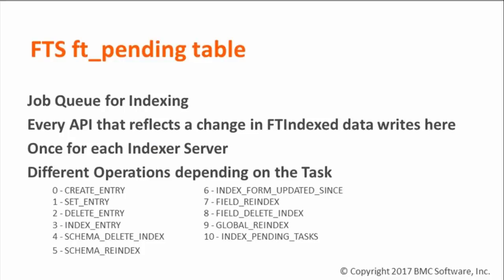So every time a record gets put into the FT pending table, one record for each indexer server would get put in here. Now this table stores a type of activity we call an operation, and those types of activities are listed here. So if an end user created a new entry that was indexed, you'd have an operation type of 0. If they modified an entry, you'd have an operation type of 1. And one that we'll see a little bit later is the 5, which is a schema reindex. So anytime you do a full reindex or just a one-off form reindex, you'll see the operation 5 used.